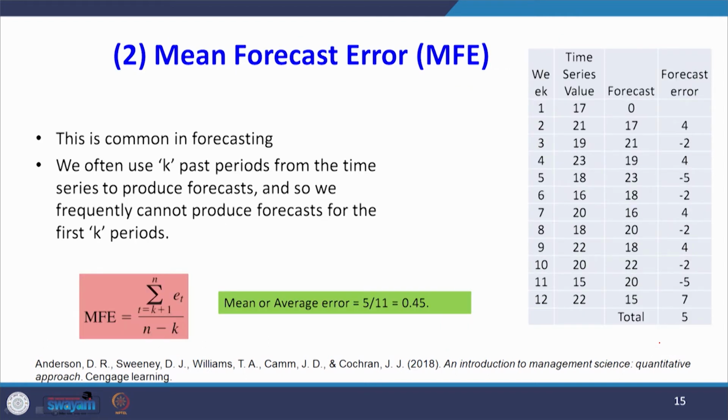The second type of measure of forecast is the mean forecast error. This is common in forecasting. We often use k past periods from the time series to produce a forecast and so we frequently cannot produce forecasts for the first k periods. So, the formula is sum of the errors divided by n minus k. So, the answer is 0.45.